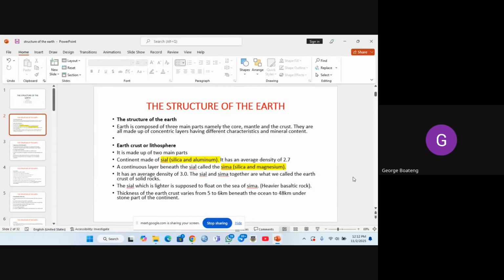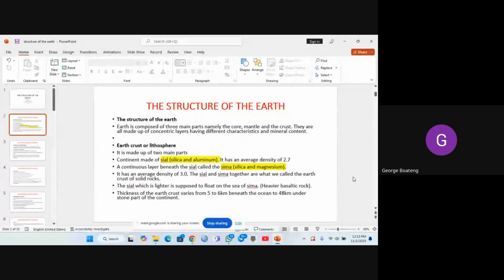The sima has an average density of 3.0, which is a bit different from what the sial has, which is 2.7. Now, when you put the sial and the sima together, it gives you the solid rocks. So the solid rocks of the crust is termed as sial and sima.